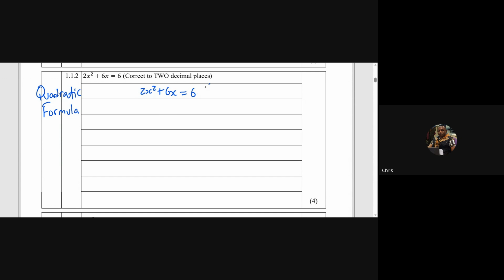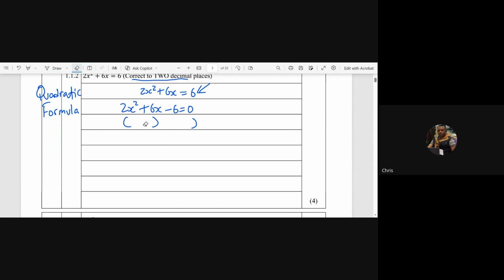First thing is to tell this guy here to go and join others. When you go to join others, it has to be 2x squared plus 6x, and you change your sign when you get there. 2x squared plus 6x minus 6 equals to 0, because you can't stand alone and walk alone. It has to be equal to 0. Then please do not create two brackets, please, because you're told to correct to 2 decimal places.